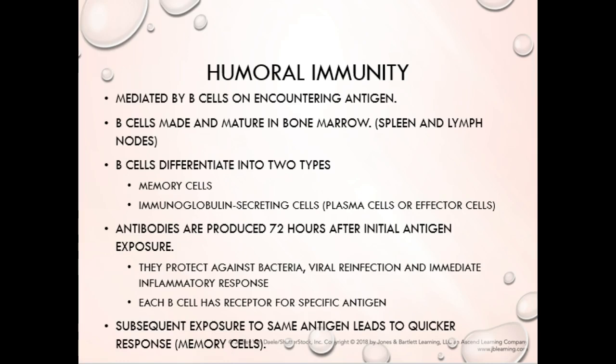Now, each B cell has a receptor for a specific antigen. Okay. And then we have that quicker response. So with acquired immunity, we have T cells, which have that direct response, 3 different types, which we spoke about, primarily fight against viruses and cancer. We also have the humoral immunity, which is the B cells. B cells create memory cells, so we remember how to fight off that antigen, and also antibody producing plasma or effector cells that will provide antibodies to fight off the present infection.